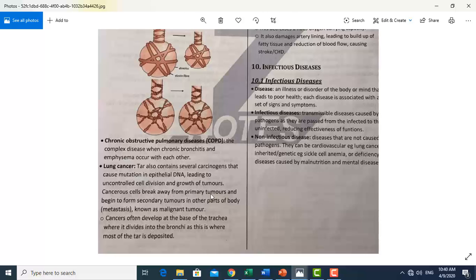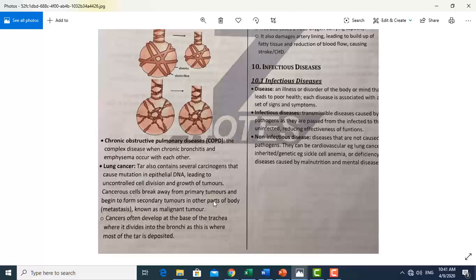Cancerous cells break away from primary tumors and begin to form secondary tumors in other parts, which we call metastases. For example, I've diagnosed this patient with cancer in the liver. After a while, I discover that this cancer has shown up in the brain. What happened here is an unstoppable division, which we call metastasis, and it transferred from one part of the body to another. So instead of a primary tumor, it starts to have a secondary tumor, which we call metastasis. And here, it's known as a malignant tumor.